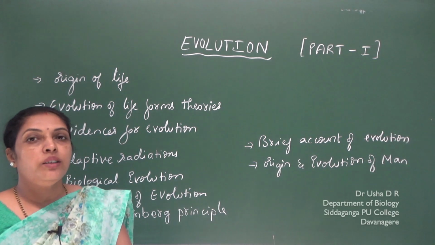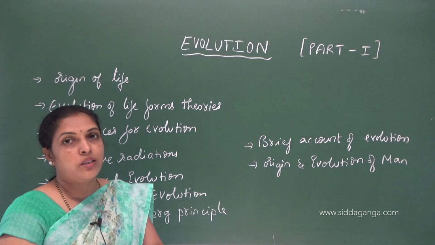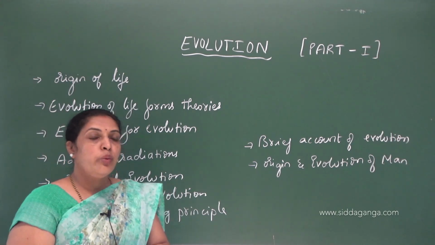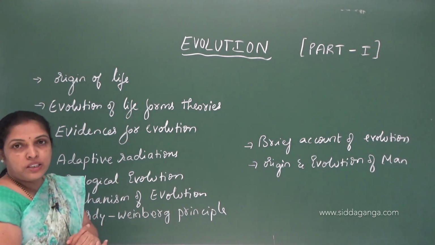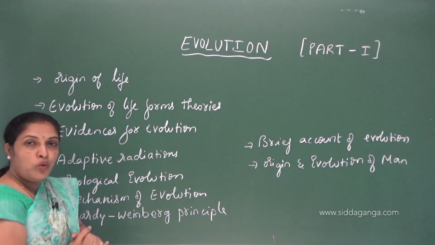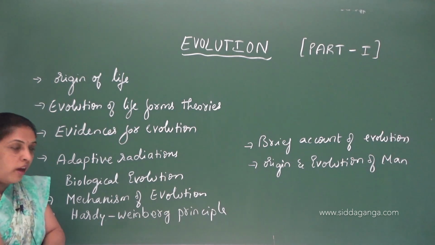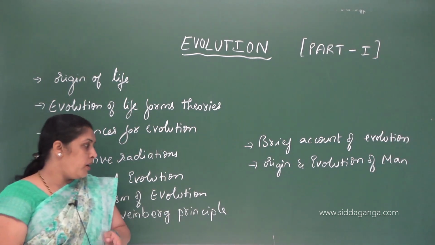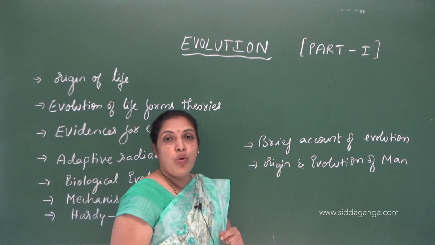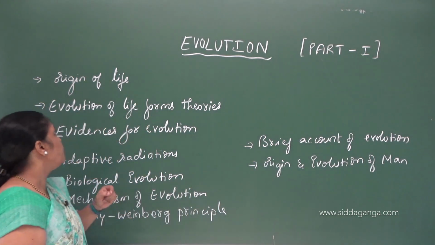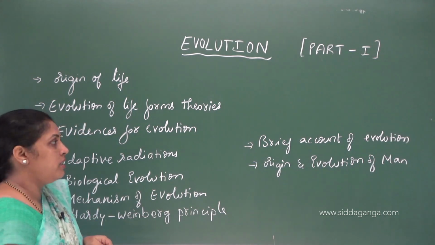Namaste children, let us continue with another topic, evolution. This is the 7th chapter in your NCERT. In this chapter we are going to discuss origin of life, theories of evolution of life forms, evidences for evolution, then adaptive radiation, biological evolution, mechanism of evolution, Hardy-Weinberg principle, and a brief account of origin and evolution of man. So in this class we will discuss origin of life and evolution of life forms theories.